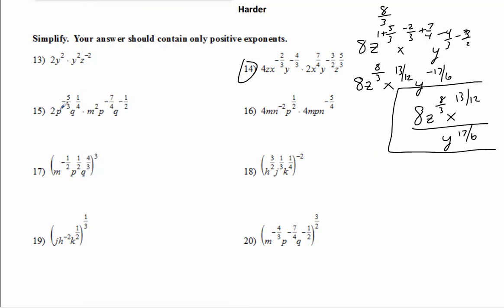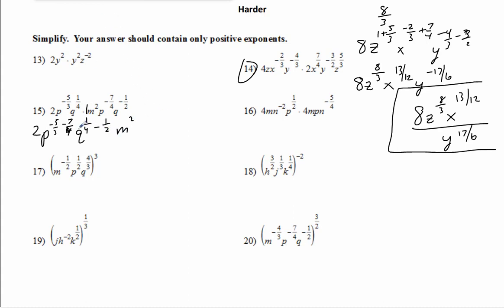All right, number 15, I got 2 and I got a 1 here, so that becomes a 2 and I multiply. My p's, I have -5/3, so p to the -5/3. And what am I doing? I am subtracting 7/4, or I'm adding a -7/4. So p minus all that right there. And then what do I got? I got q's as well, and I got 1/4. So q to the 1/4 minus 1/2. And then my m is just the squared, so that's an easy one.